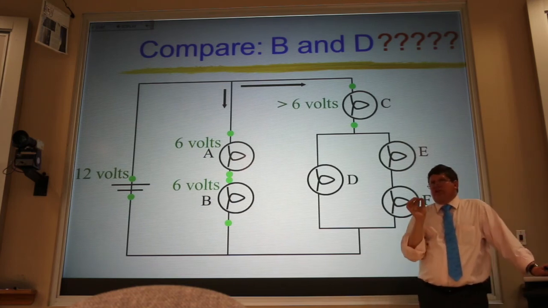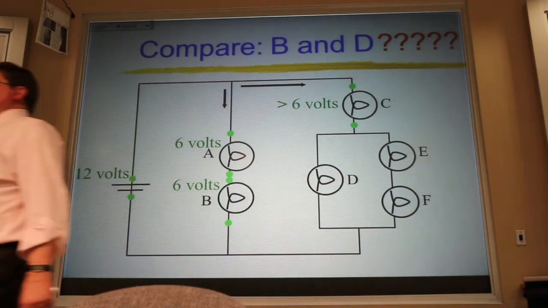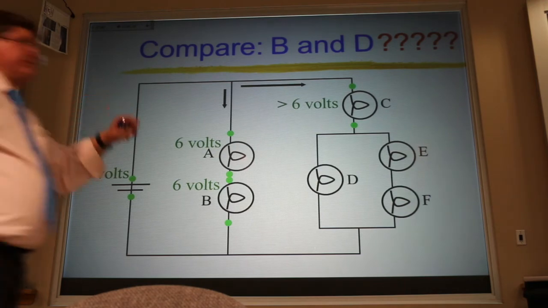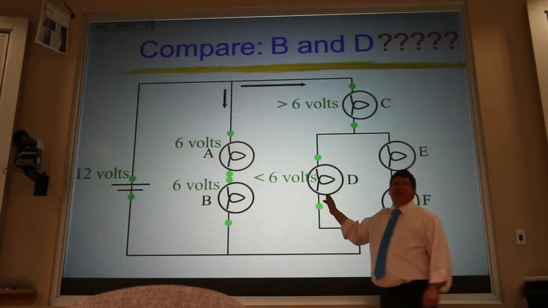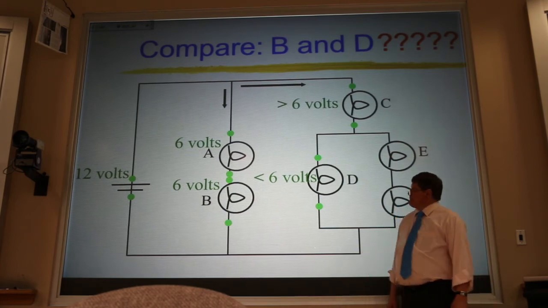Now, folks, what I just did is a dangerous thing to do. Because my model doesn't say it is 8. My right ear said it was 8. And I don't always believe it. Okay? I made that number up. Sometimes when you make numbers up, you can convince yourself of wrong physics. All we know for sure with this model of ours is it's got to be bigger than 6. And that means that D has to be less than 6 volts. If I'm comparing 6 volts to less than 6 volts, that's easy enough. Okay? B is going to be brighter.